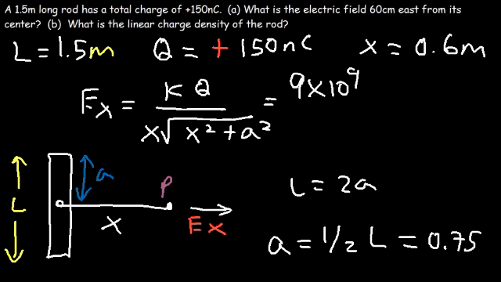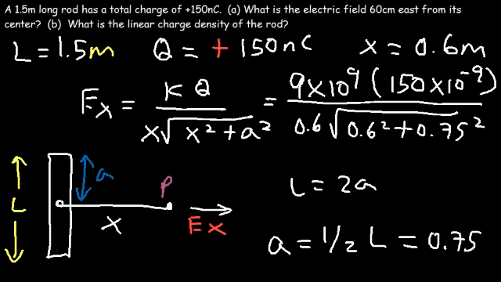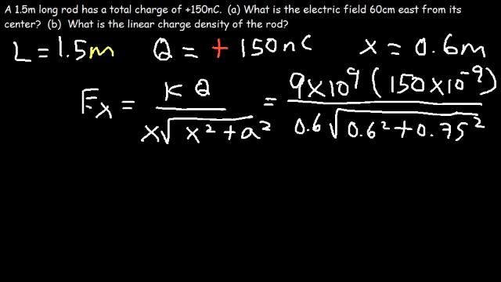K is 9 times 10 to the 9. Q is 150 times 10 to the negative 9. X is 0.6, and then times the square root of x squared plus a squared, where a is 0.75. So let's go ahead and do this one step at a time. 9 times 10 to the 9 times 150 times 10 to the negative 9 is the same as 9 times 150. You can cancel the 10 to the 9 and 10 to the negative 9. So this is going to be 1350 on top.